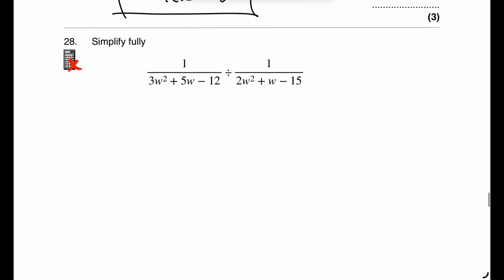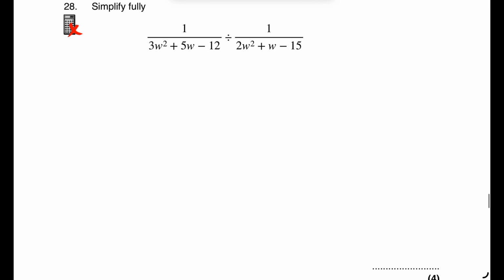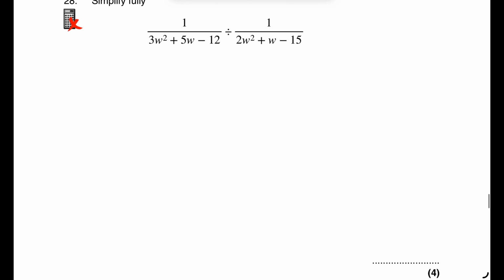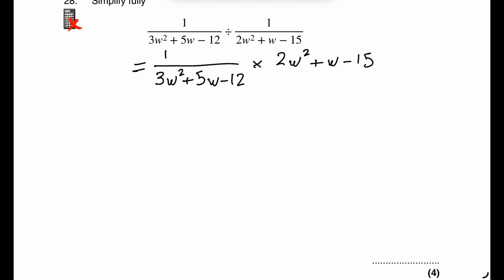Okay, let's try another one. This one looks a lot more complicated, but it's no different in terms of the skills we're actually using. So, we're doing fraction division this time. So, let's rewrite this in the way that you would for fraction division. We're going to keep our first fraction, 3w squared add 5w minus 12. And then we're going to multiply by the reciprocal of our second fraction. So 2w squared add w minus 15 over 1.